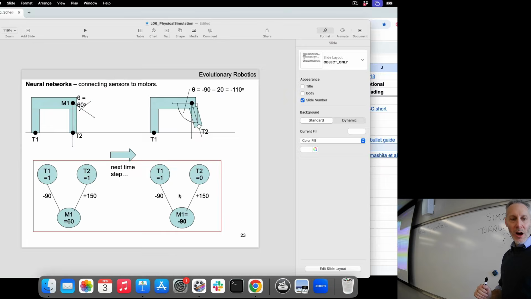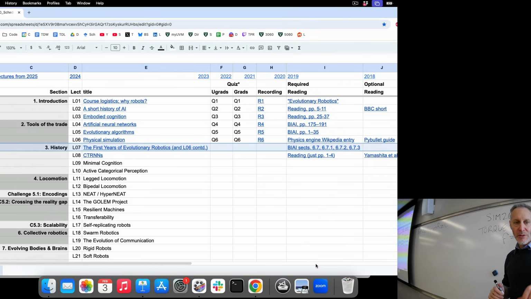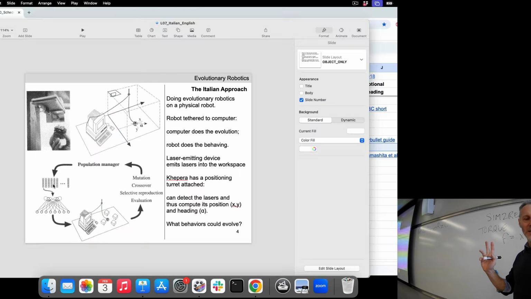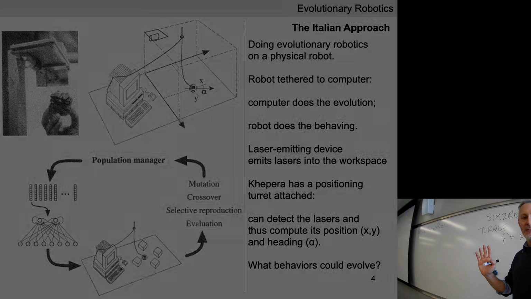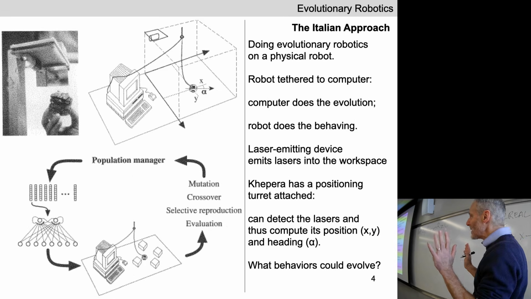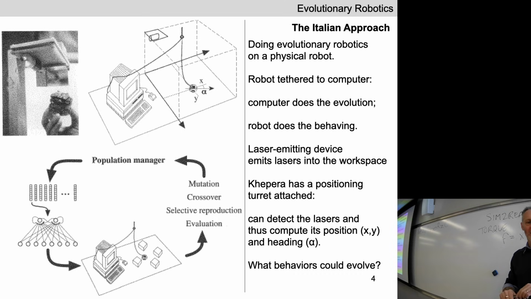Okay. So on to lecture 7, the very first years of evolutionary robotics. In lecture 7, we're going to look at 2 experiments that were conducted at more or less the same time in the early 90s. There were sort of 2 independent discoveries that you could get an evolutionary algorithm to design robot behavior automatically for us. You can tell from the grainy picture here that we're now in the very early 1990s. We're going to talk about the Italian approach and the English approach.